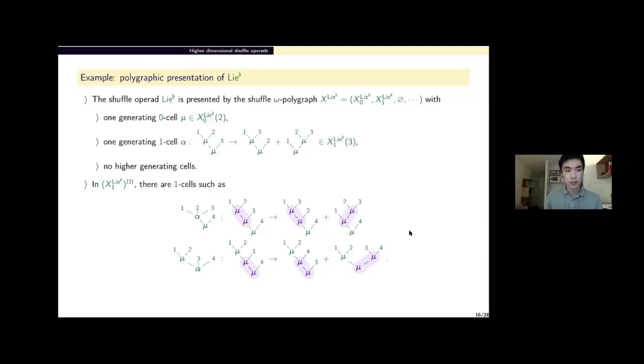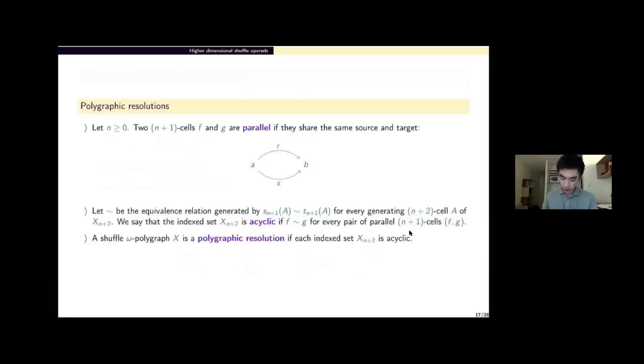However, polygraphic presentations aren't really enough. They don't give any more information than a presentation by generators and relations. So what we are looking for is some sort of higher dimensional coherence, which comes in the form of polygraphic resolutions. So first, a small definition. 2n+1 cells are parallel if they have the same source and target, which may or may not be counterintuitive.